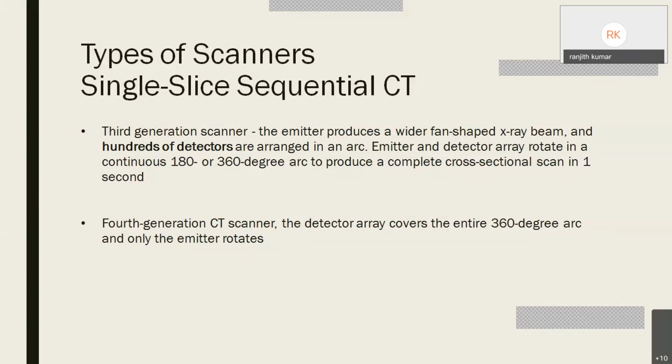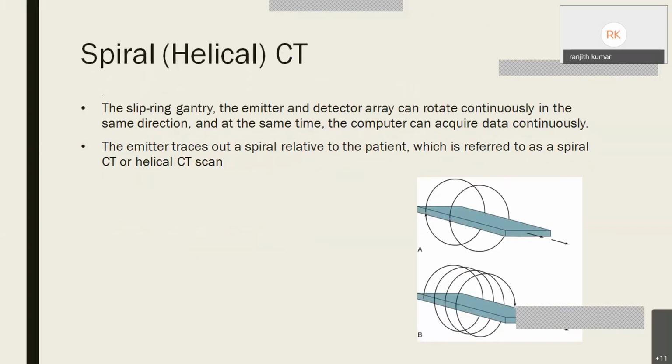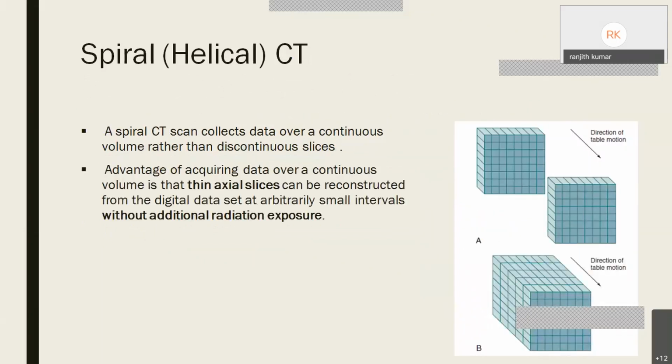In the fourth generation CT scan, the detector covers the entire 360-degree arc, and only the emitter rotates over the gantry. The further advancement is the spiral CT. Here, in the slip-ring gantry, the emitter and detector rotate continuously in the same direction, and the image is immediately transferred to the computer so that image acquisition is even faster. Even with the same amount of radiation exposure, very thin slices can be obtained, which gives a better resolution.